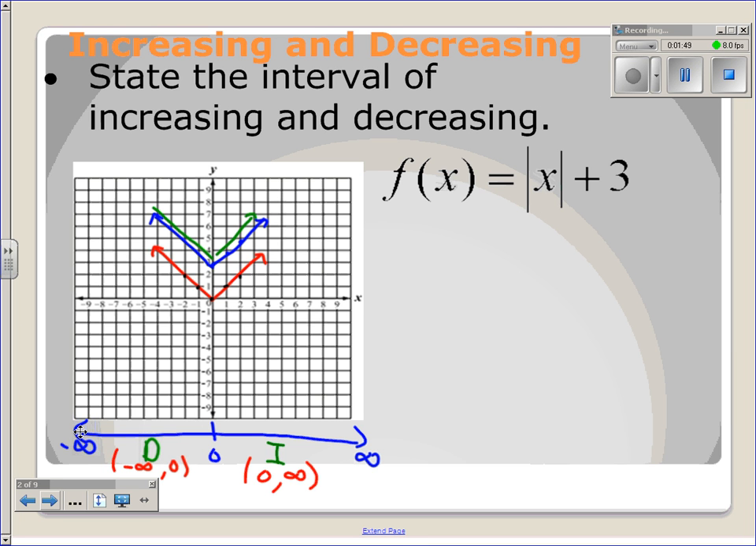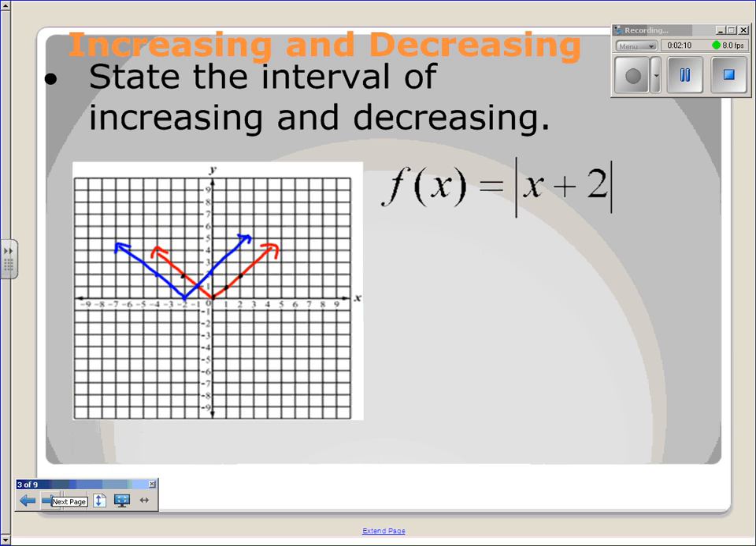So where is this graph increasing? Let's find our I down here. It was 0 to infinity. And we're going to say between 0 and infinity. And where is it decreasing? Between negative infinity and 0.